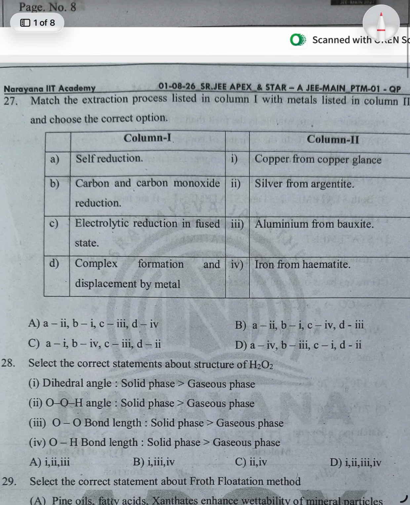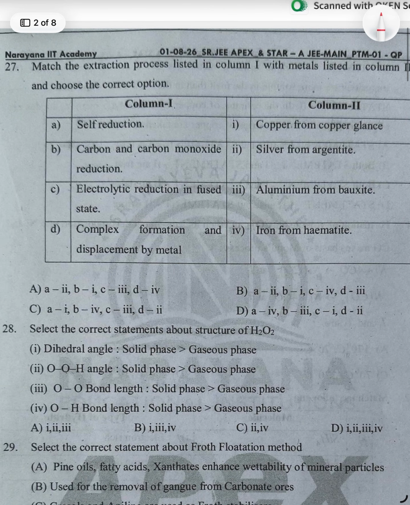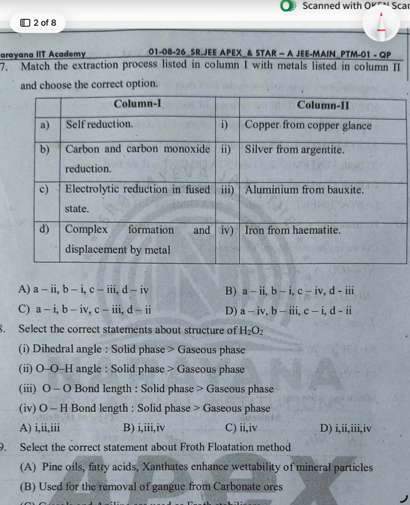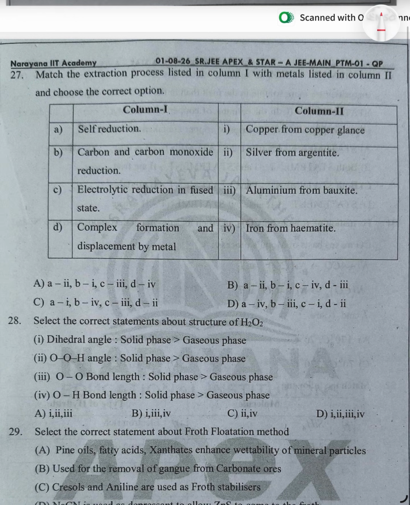Next, question number 27. Match the extraction process listed in column 1 with metals listed in column 2. So we have to select the correct statement. Self-reduction method, carbon and carbon monoxide reduction, electrolytic reduction in fused state, complex formation and displacement of metals. Self-reduction is used for the extraction of copper from copper glance. So this should be first.